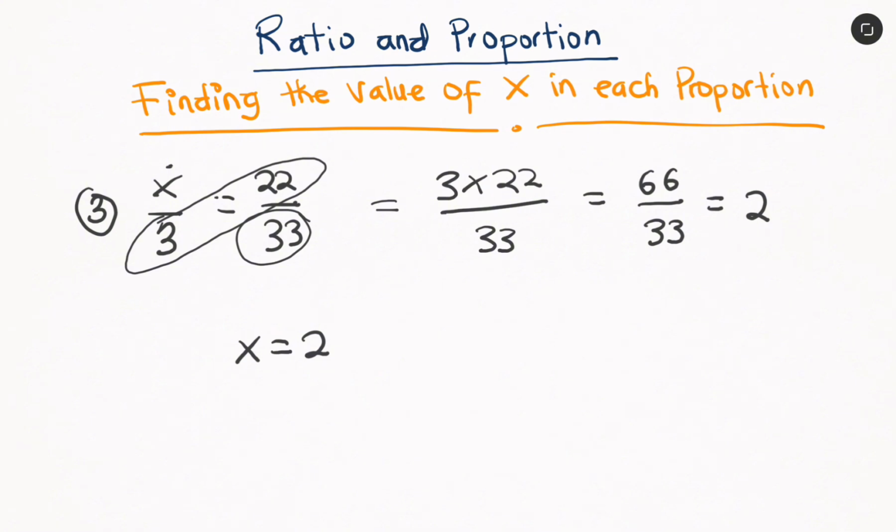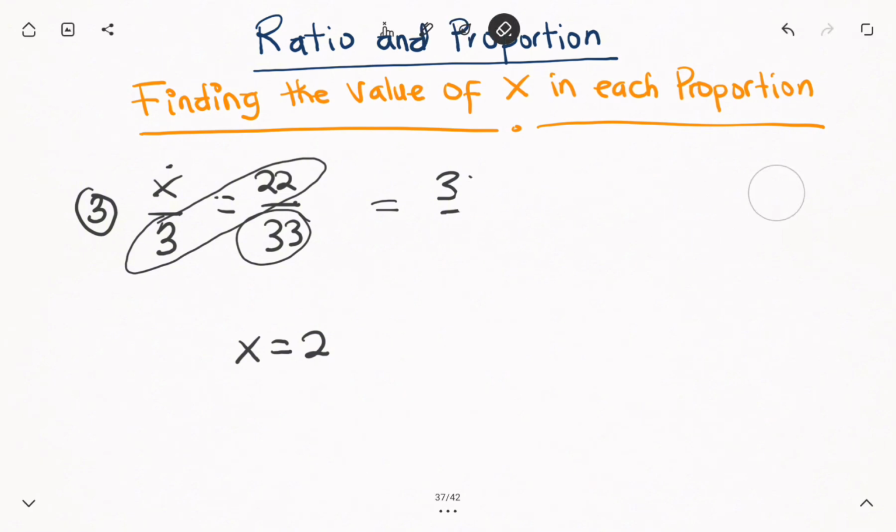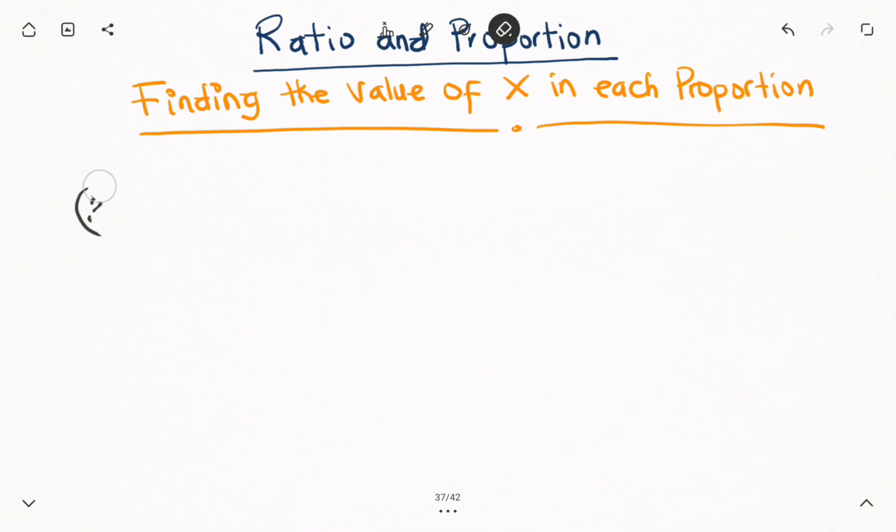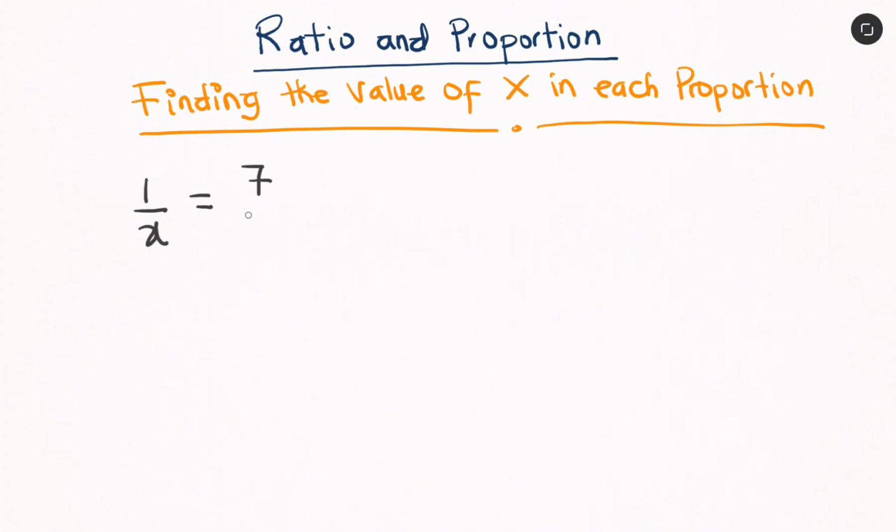I hope we are understanding and we are getting the trend of how to find the value of x in a given proportion. All right, so let's have a look at some few more examples, and then we get our homework to try our hands on. Okay, so let's look at this example. We have 1 on x is equal to 7 on 63. We have to find the value of x.